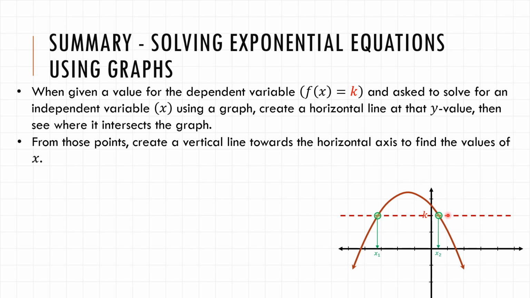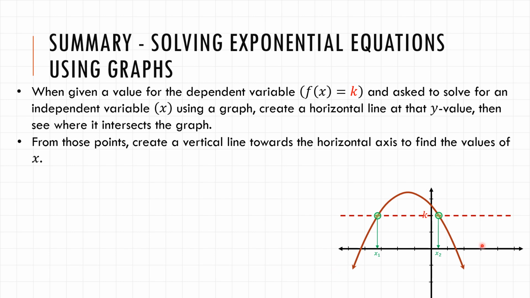So from those 2 points, just draw a vertical line straight up or down towards the horizontal axis and look to see what values of the independent variable, which we're going to call x, make that actually happen. That will be the solution to the question that's being asked. If you're given a value for the dependent variable and you're asked to solve what value of the independent variable causes that, a graph can really, really help.